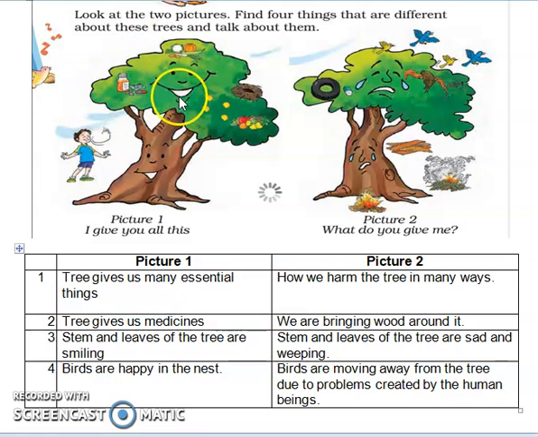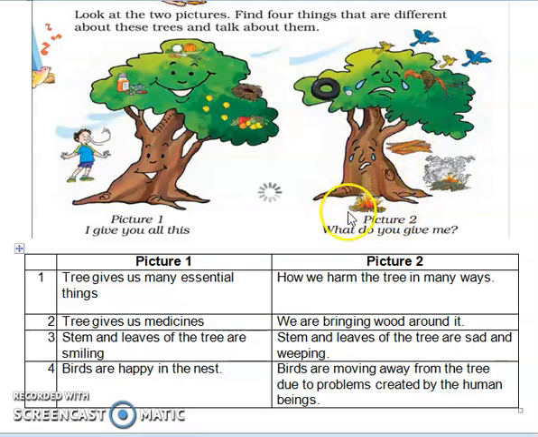See, this tree is very happy, this tree is smiling. This tree is sad, it is weeping. This tree gives many things. You can see that this tree is happy and is giving so many things. And the child is also happy near the tree, but here all the birds are going away from the tree, so the tree is not happy.